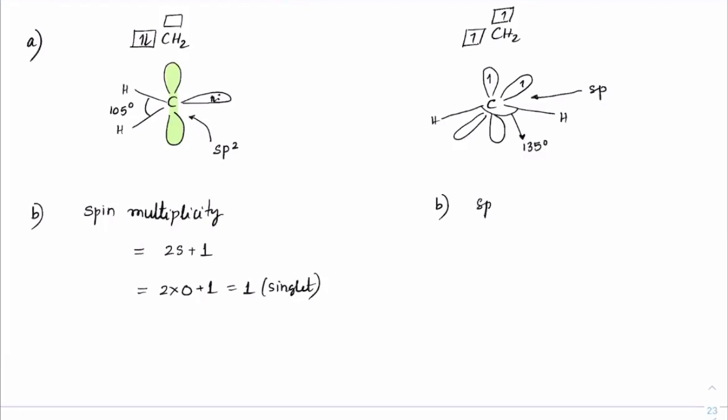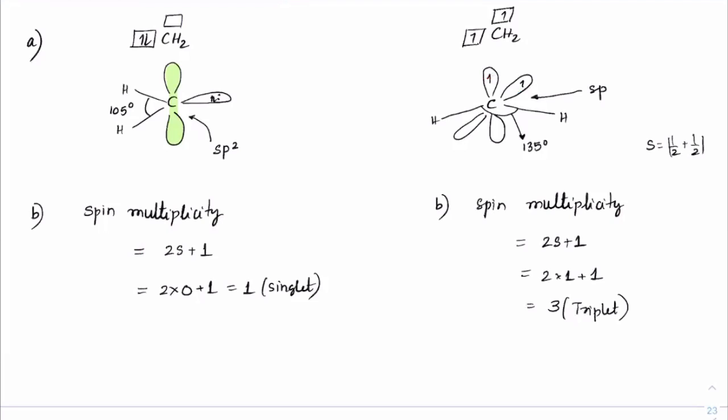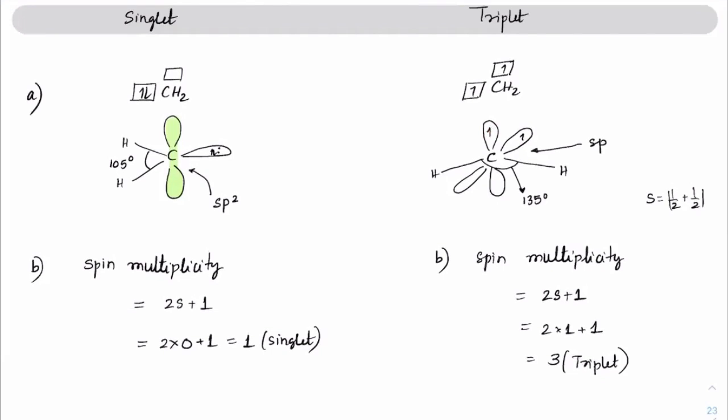While on the other hand, if you see the spin multiplicity here, that is equal to 2s plus 1, and you can see there are two unpaired electrons present in it. So the total spin here is 2 into 1, because every unpaired electron contributes a spin of half. So half plus half contributes a spin of 1. So spin multiplicity will be 2 into 1 plus 1, that is 3. That's why it is called a triplet carbene. So the terminology comes from the amount of spin multiplicity present.